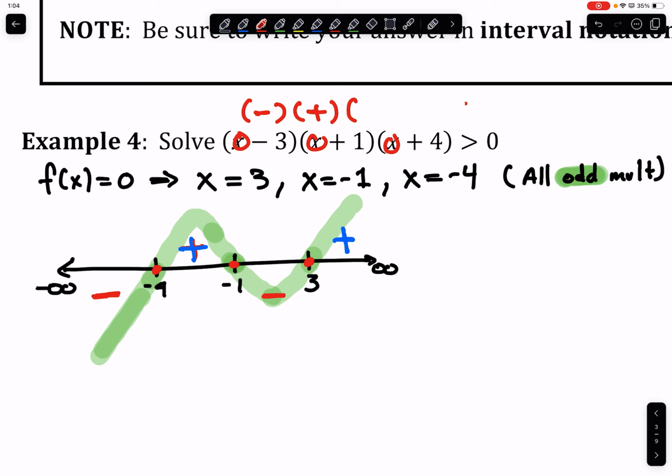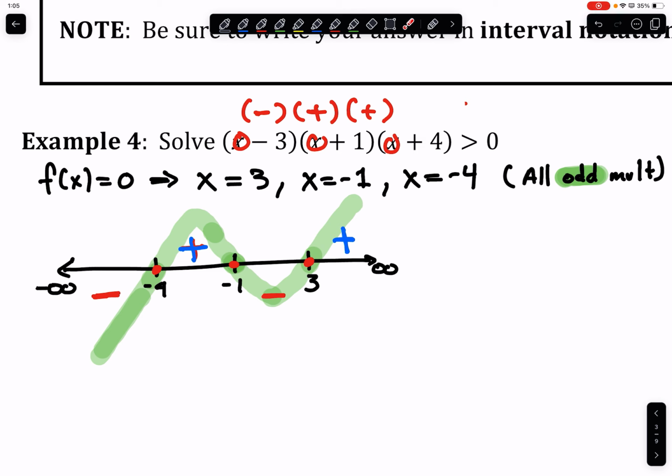And we end up with a positive number in the third parentheses. So a positive times a positive is positive, and a positive times a negative is negative. So we end up with a negative value, which again, I told you was going to happen because of that alternating fact. Okay, so our graph is going to look like this.